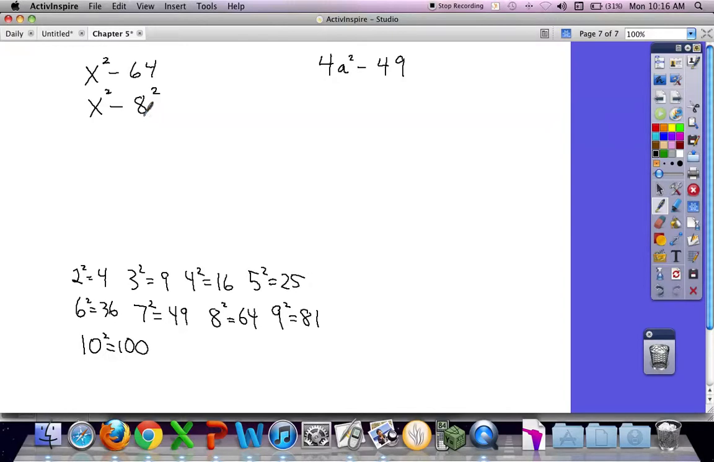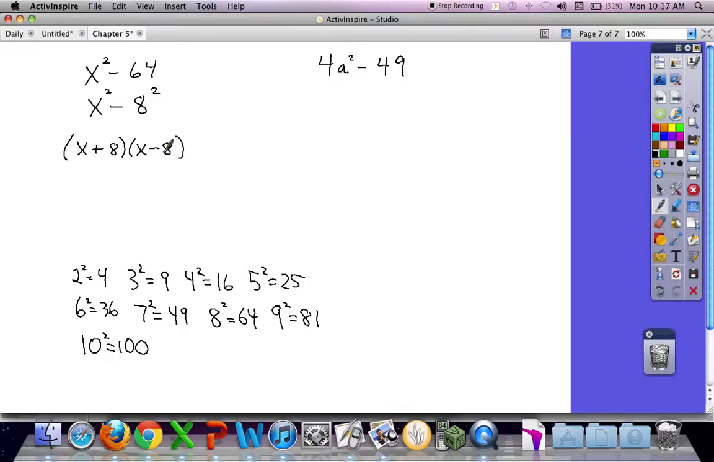And the pattern here to factor this is x plus 8 times x minus 8. It starts with x, because x times x is x squared. And you just take whatever this is, it's a plus that, and it's a minus that.